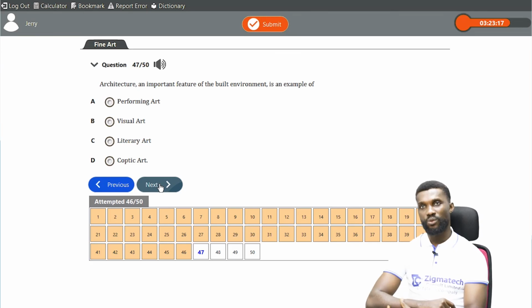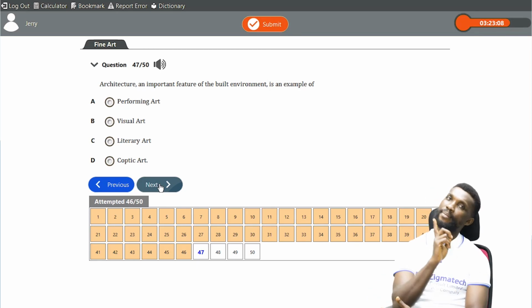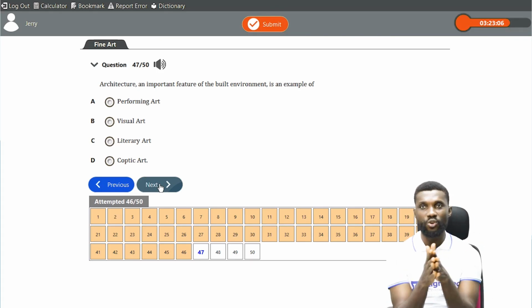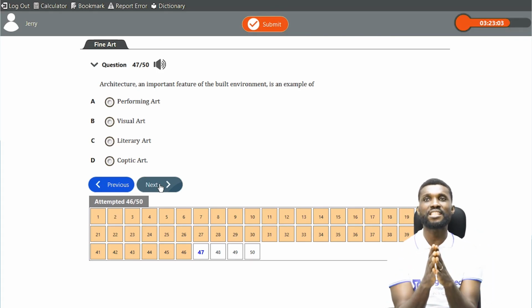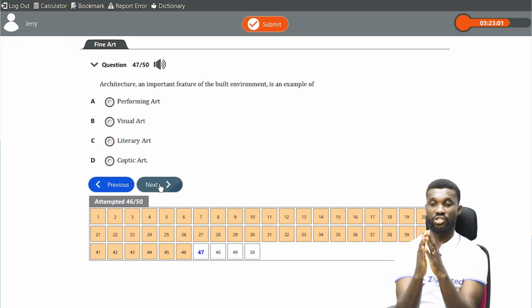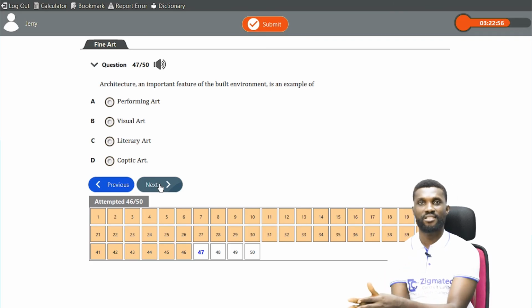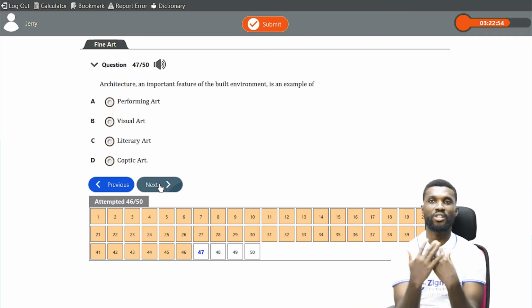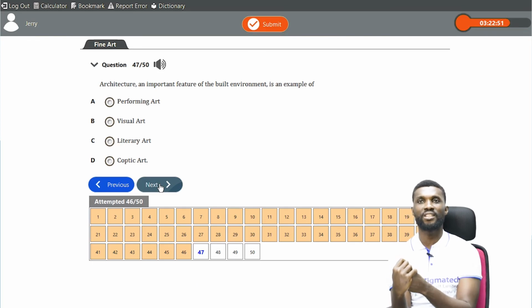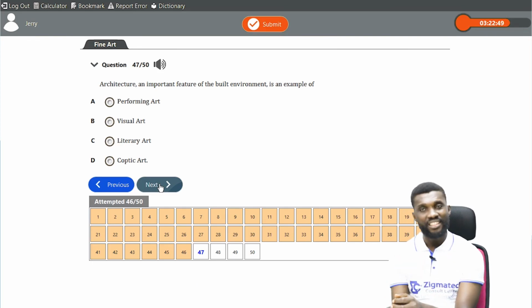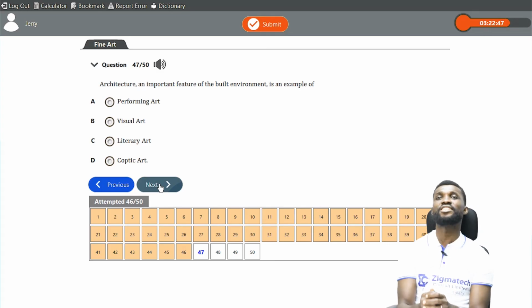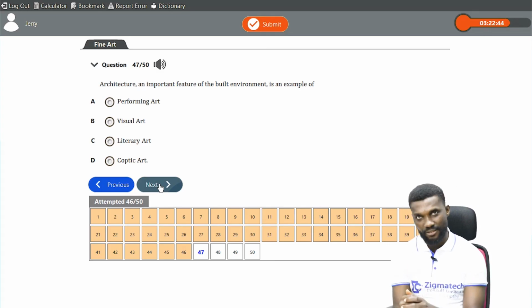Now, architecture, an important feature of the built environment, is an example of dash. If you remember earlier, I told you that architecture is an important feature. Which field of art does it fall under? It is a utilitarian art that solves the problem of accommodation and building. Is it in performing arts? Is it in visual art? Is it in literary art? Or is it in Coptic art?